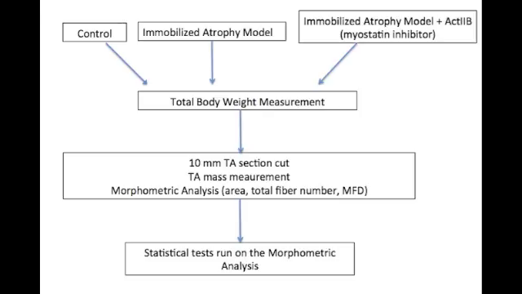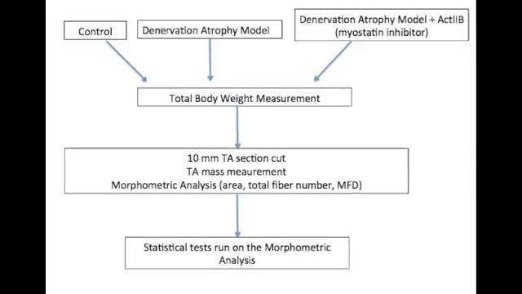Three groups are involved in the study: the control, the immobilized atrophy model, and the immobilized atrophy model plus ACT2B, which is the myostatin inhibitor. The total body weight was measured, and a 10 mm TA section was cut from each mouse. The TA mass was measured, and a morphometric analysis was conducted, which measured the area, total fiber number, and MFD. Statistical analysis was run on the morphometric analysis. A similar methodology was conducted on the denervation phase, except for the groups which included a control, a denervation atrophy model, and a denervation atrophy model plus ACT2B.